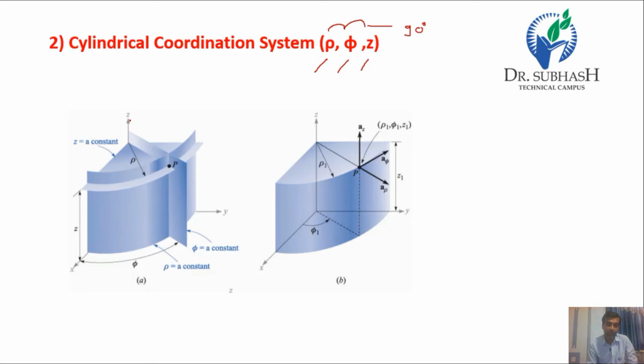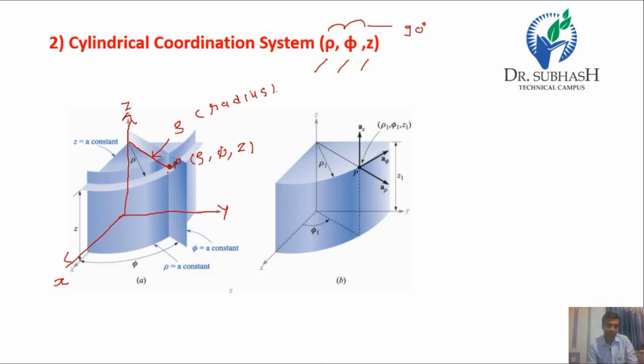Here we put the cylindrical system on the Cartesian coordinate system x, y and z, and suppose we have one point P here. Then rho, phi and z can be found by connecting the point with respect to the z axis. The length of the connecting line is rho, or you can say it is the radius also.